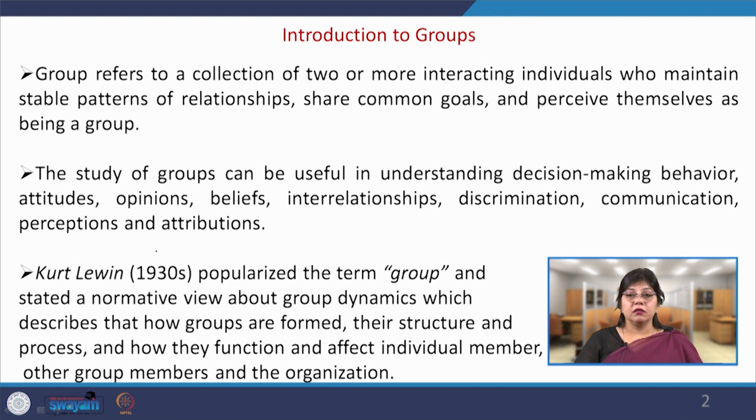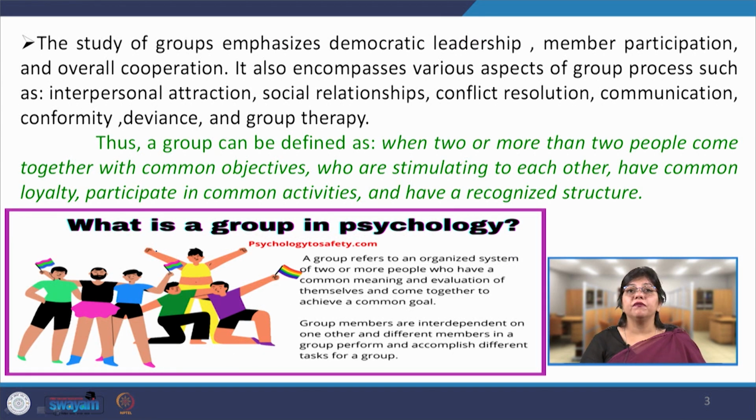So, Kurt Lewin was the first social psychologist who identified the term group and understood the dynamics of group. The study of group emphasizes other processes mentioned in Lewin's normative view: group leadership, motivation, member participation, and overall cooperation. It also focuses on various aspects of group process such as interpersonal relationships, social relationships, conflict resolution, communication, conformity, deviance, and group therapy. Group therapy means that there are different kinds of groups structured for specific tasks, such as providing support and counseling to members of the group or community who seek help to overcome their psychological problems. This is how any group functions based on the processes.